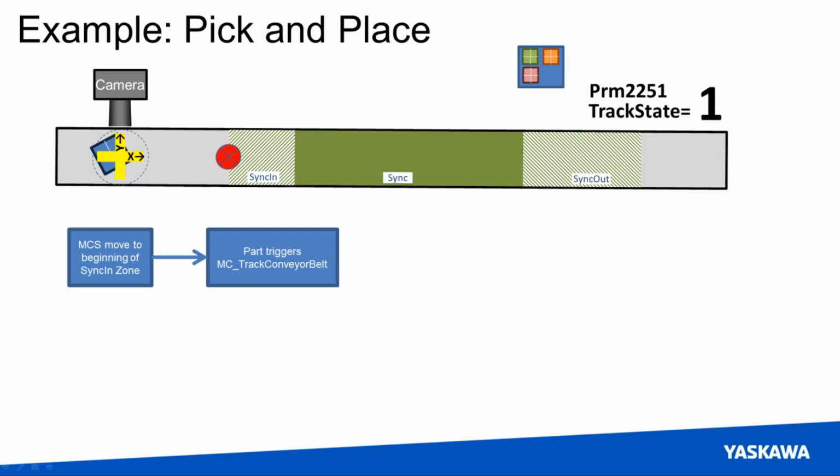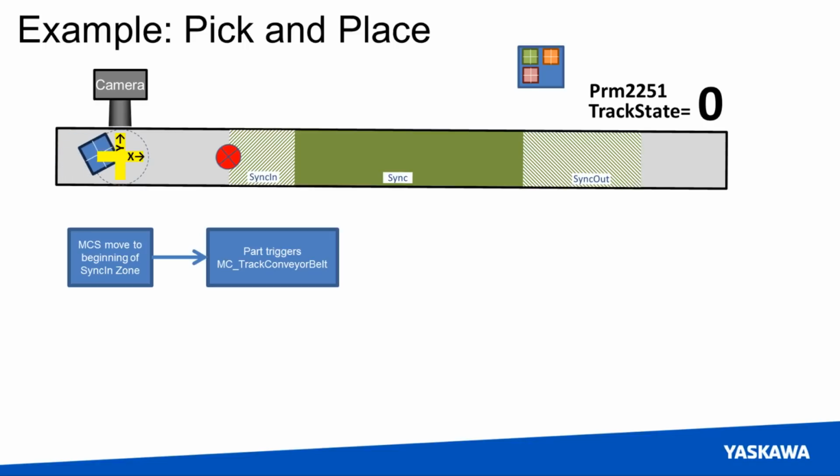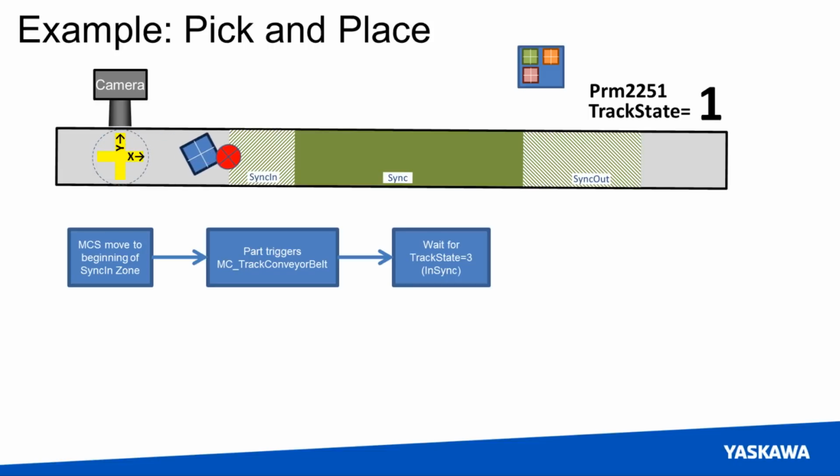So again, we'll run through that one more time quickly. We start at the beginning of the synchronization zone. As the part comes down, we capture its position. We set the initial object position and the recorded position in the function block. Now we're waiting for it to get in sync. So it gets in this in-sync zone. Here our track state, parameter 2251, has become 3. That means we're in sync.